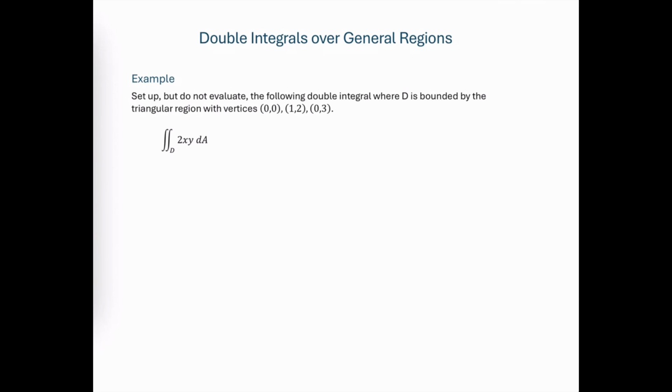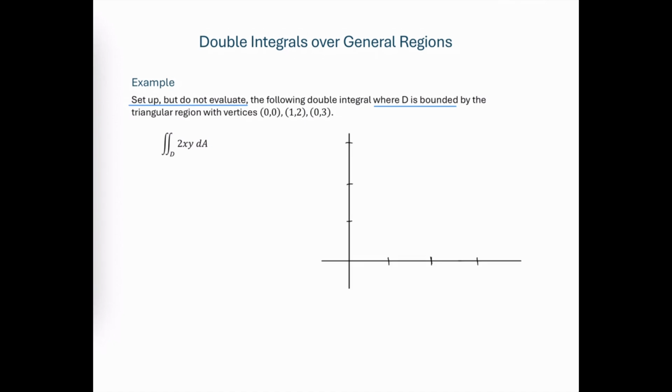In this example, we're asked to simply set up but do not evaluate the double integral. We'll begin by graphing the two-dimensional domain region and then use that graph to determine the order of integration. So the domain region is a triangular region that's bounded by the ordered pairs (0, 0), (1, 2), and (0, 3). And so here's our triangular domain region.